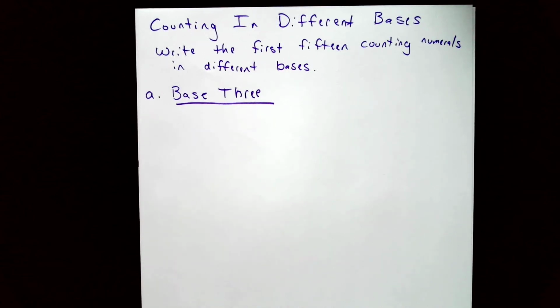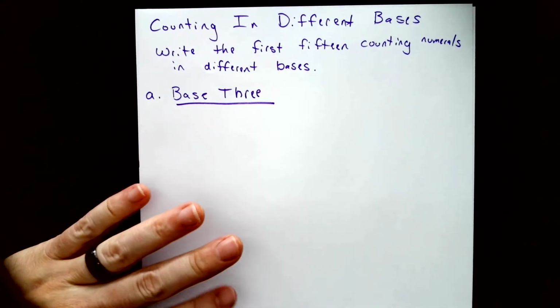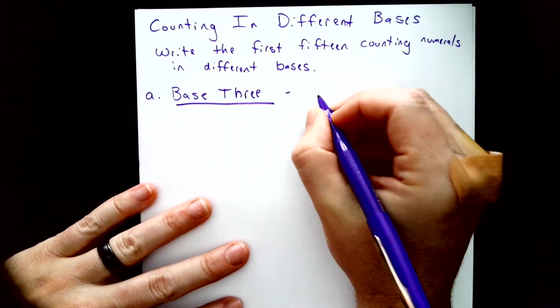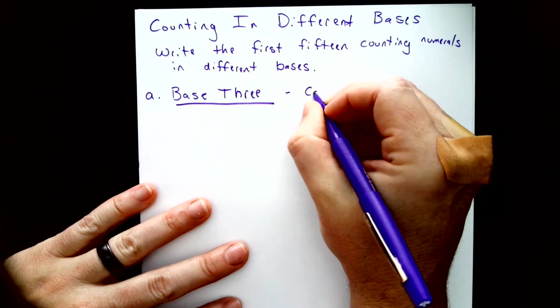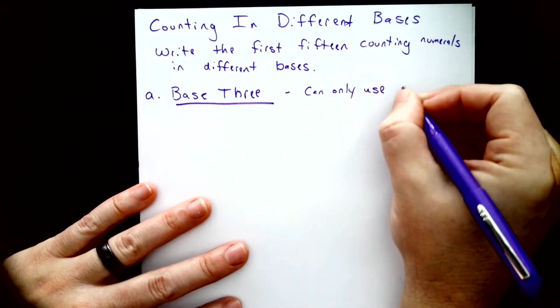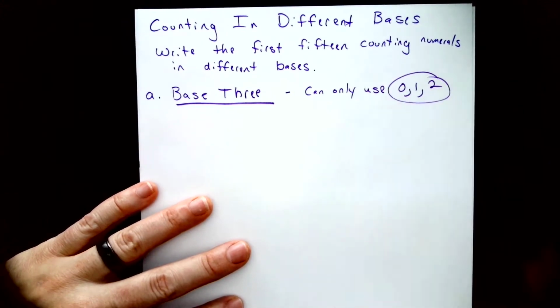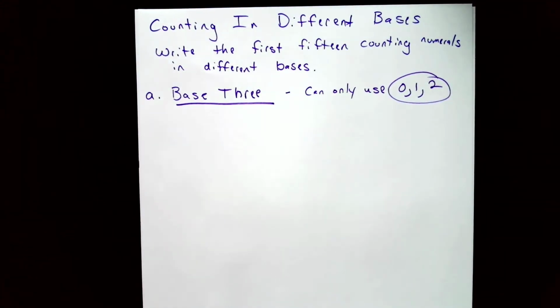Okay, this topic is counting in different bases. We're asked to write the first 15 counting numerals in different bases, and letter A says that it wants us to count in base 3. One thing you should note is that in base 3, you can only use 3 numbers: 0, 1, and 2.